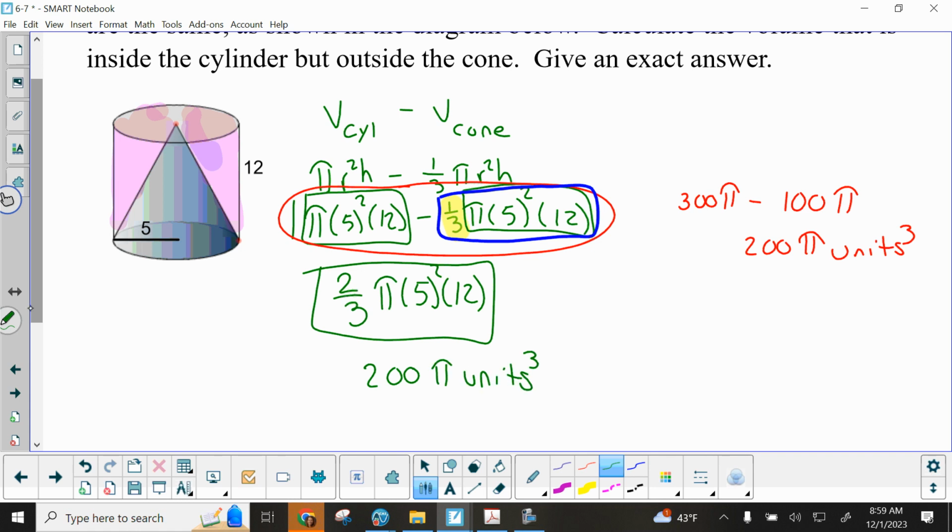So nothing wrong with going this route, but this is just neat to show you that relationship once again, that the volume of the cone is only 1/3 the volume of the cylinder, so the volume that's left has to be 2/3 the volume of the cylinder.